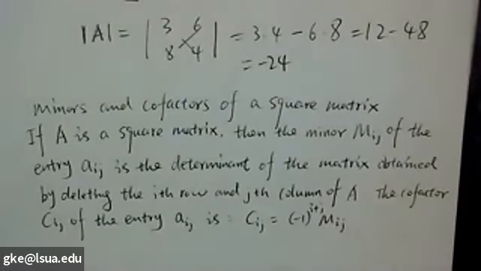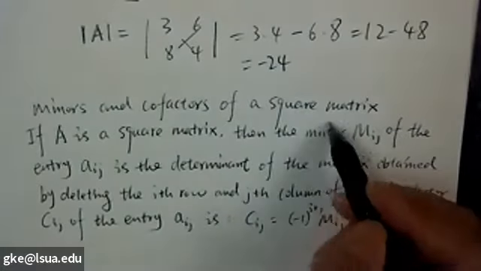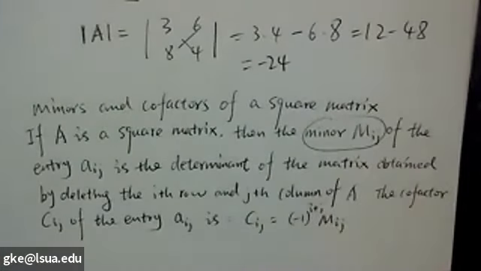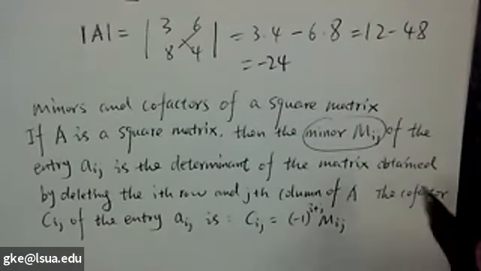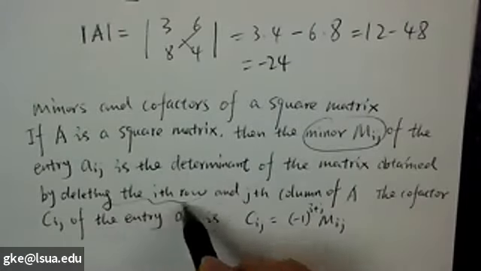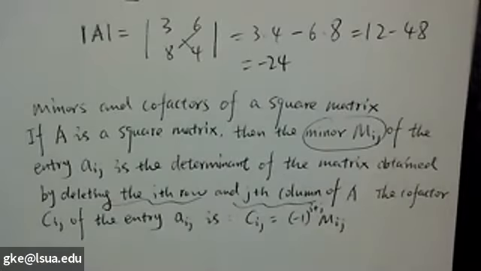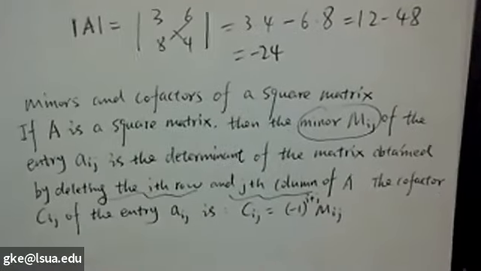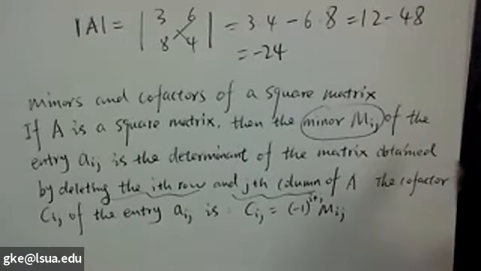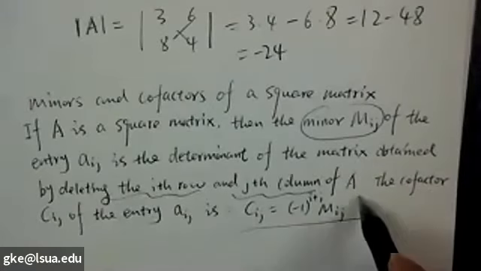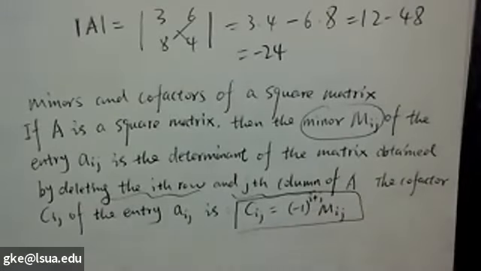Okay. Now let's take a look. The minor is Mij, obtained by deleting the ith row and the jth column, and the cofactor can be written down as this guy. Okay, can be written down as this guy.